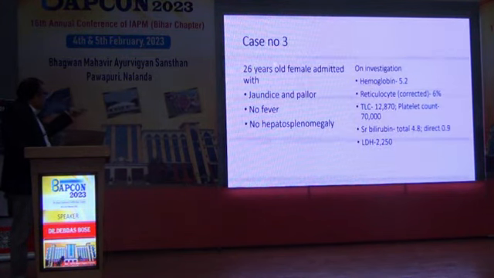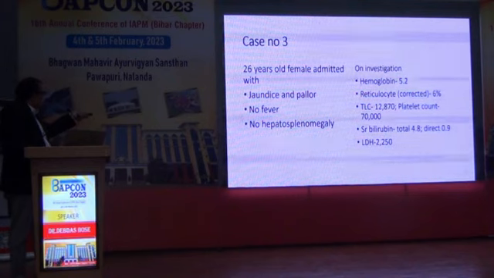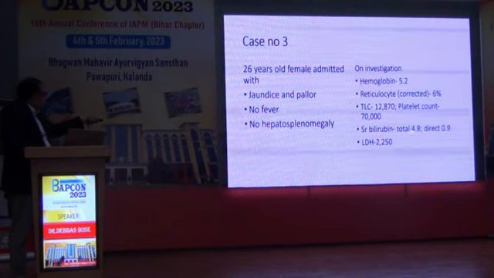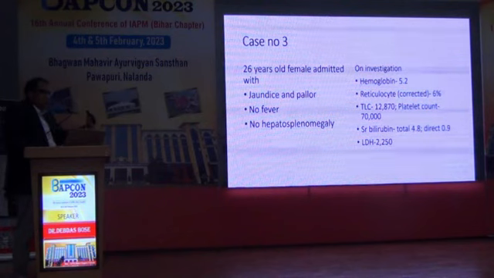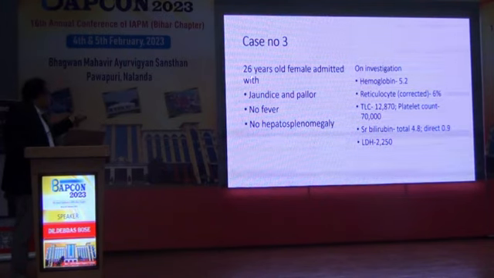Case number 3: a 26-year-old female, admitted with jaundice, pallor, no fever, no hepatosplenomegaly. Reticulocyte corrected count is increased. So again the patient has hemoglobin low with a high corrected retic count. The patient definitely has hemolytic anemia; the bilirubin count is increased and LDH is also markedly increased. The TLC and platelet count are a little bit increased, and the patient has jaundice and pallor, no hepatosplenomegaly.